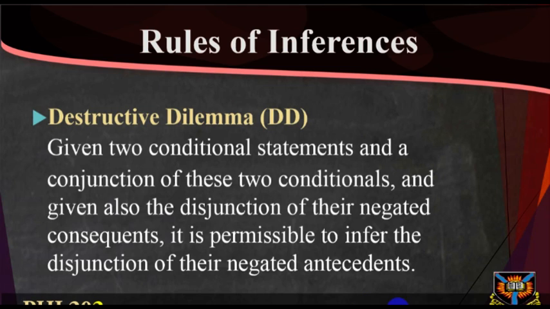Number 1 and 4 fall under disjunctive syllogism. Number 2 and 5 fall under constructive dilemma. Number 3 and 6 fall under modus ponens. Number 7 and 4 fall under disjunctive syllogism.